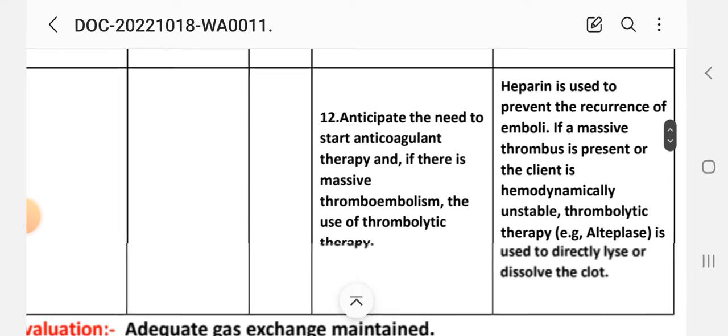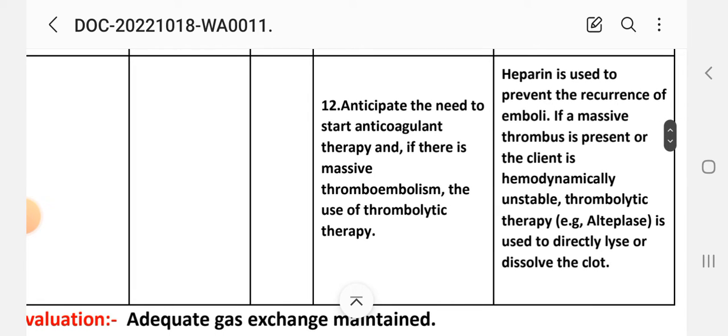Number 12, intervention, anticipate the need to start anticoagulant therapy and, if there is massive thromboembolism, the use of thrombolytic therapy. Rationale: heparin is used to prevent the recurrence of emboli. If a massive thrombus is present or if the client is hemodynamically unstable, thrombolytic therapy, for example alteplase, is used to directly lyse or dissolve the clot.